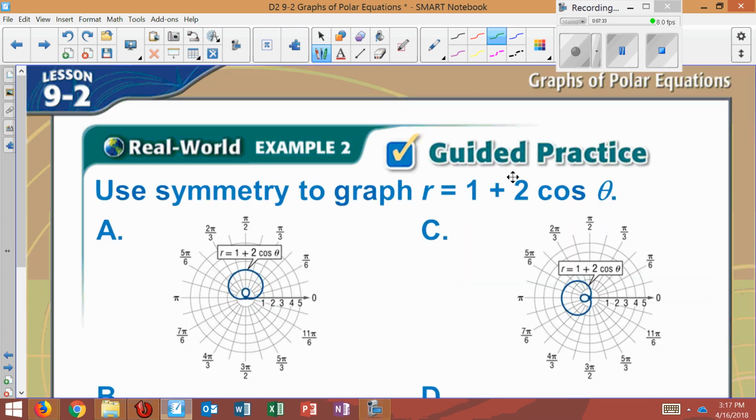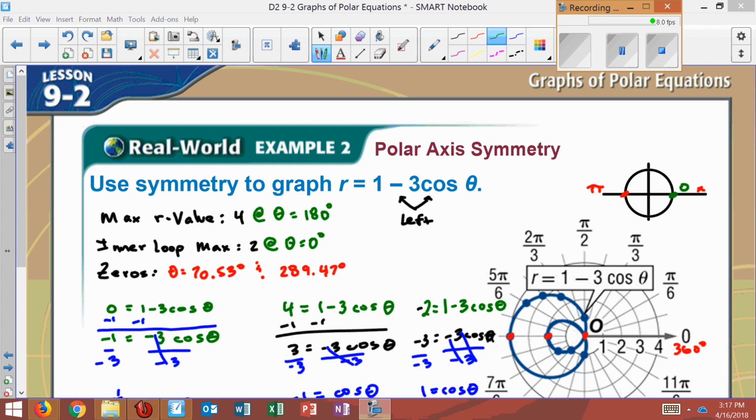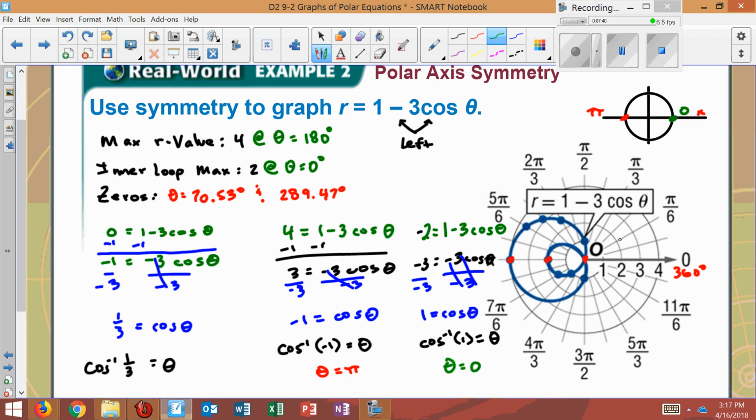Now you have one for you to try. Actually, one other thing I forgot to include is the symmetry here. Because it's cosine, it's going to be symmetrical with the polar axis, and you can look at it and see that it's cut on the polar axis. We would include that as well. So that's something to include.